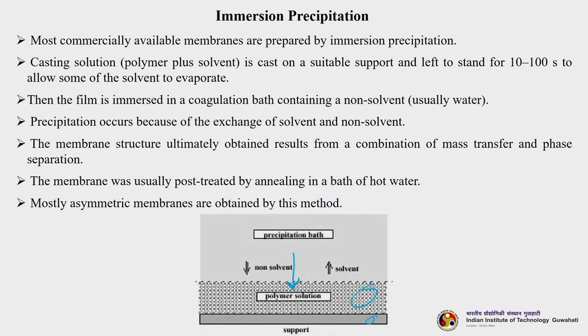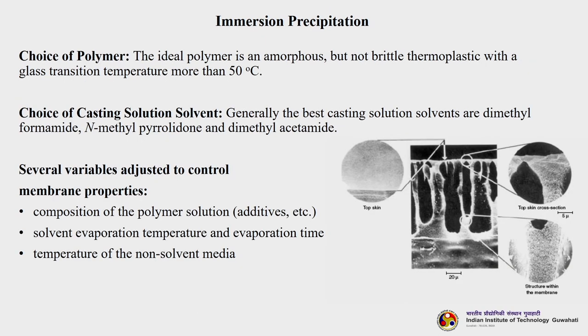The membrane is usually post-treated by annealing in a bath of hot water. Annealing is a metallurgical process. Mostly asymmetric membranes are obtained by this method. You can understand that we are talking about an asymmetric membrane here; there are two layers. So, the choice of polymer and the choice of casting solution solvent are very important for this process.